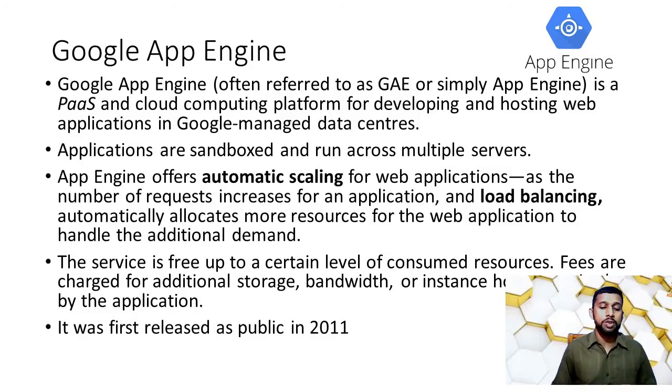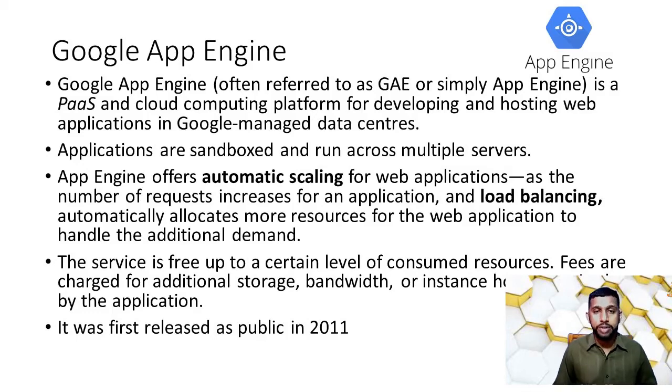App Engine offers automatic scaling. That means for web applications, as the number of requests increases, it will automatically scale up. Then the load balancing, because it automatically allocates more resources for the application to handle additional demand for a short period of time. It may be a payable service. The free service has limitations.